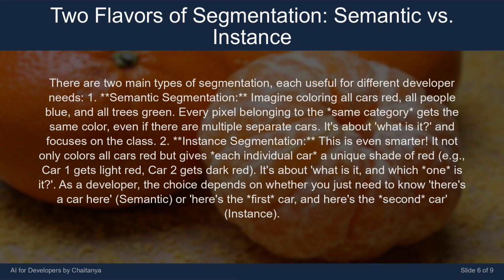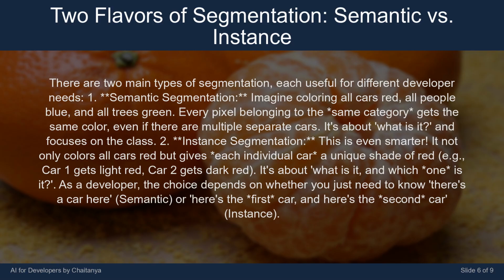There are two main types of segmentation, each useful for different developer needs. 1. Semantic segmentation. Imagine coloring all cars red, all people blue, and all trees green. Every pixel belonging to the same category gets the same color, even if there are multiple separate cars. It's about: what is it? And focuses on the class.